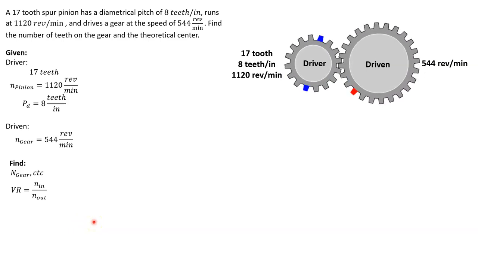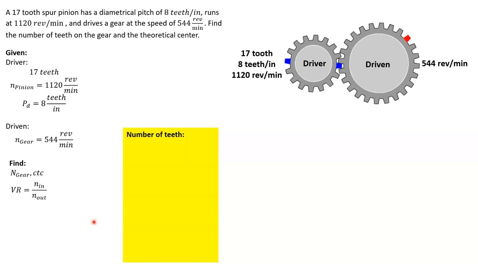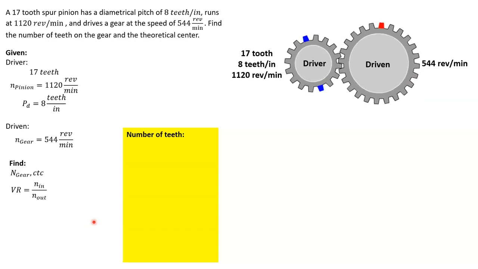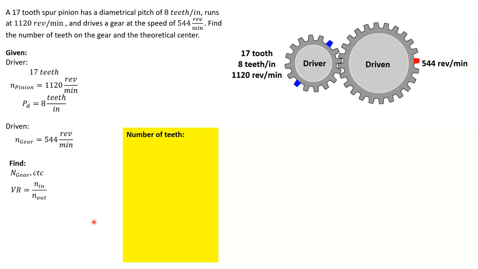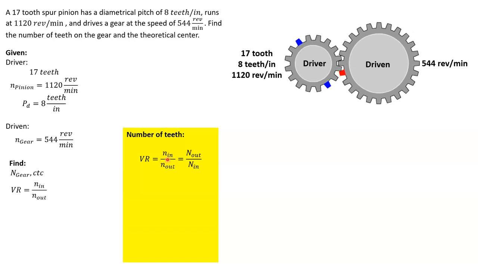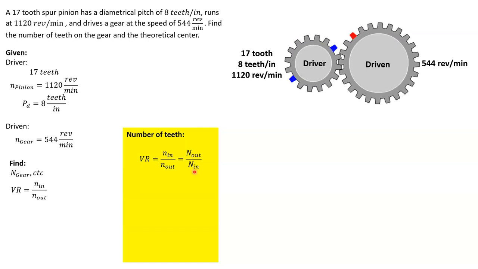So we have this information, and we do know the equation for the velocity ratio. Let's start by finding the number of teeth. Because the diametral pitch is consistent, we can relate the velocity ratio to several other things with the gears. The velocity ratio is the rotational speed in over the rotational speed out, which is also equal to the teeth on the output gear, the driven gear, over the teeth on the input gear. Again, because that diametral pitch stays the same.